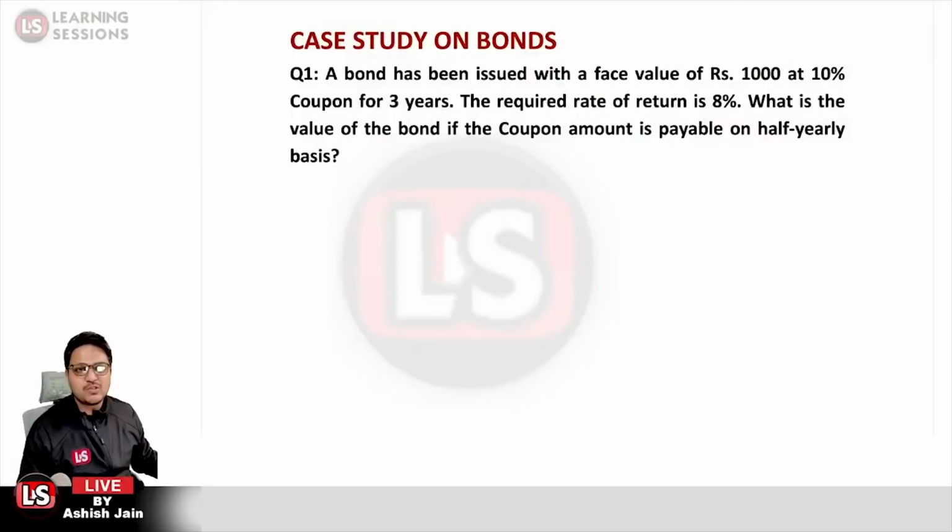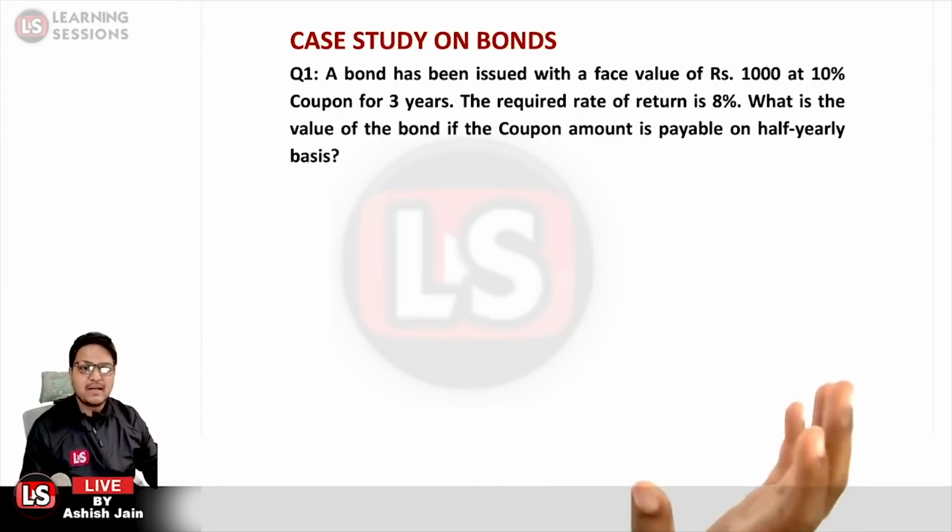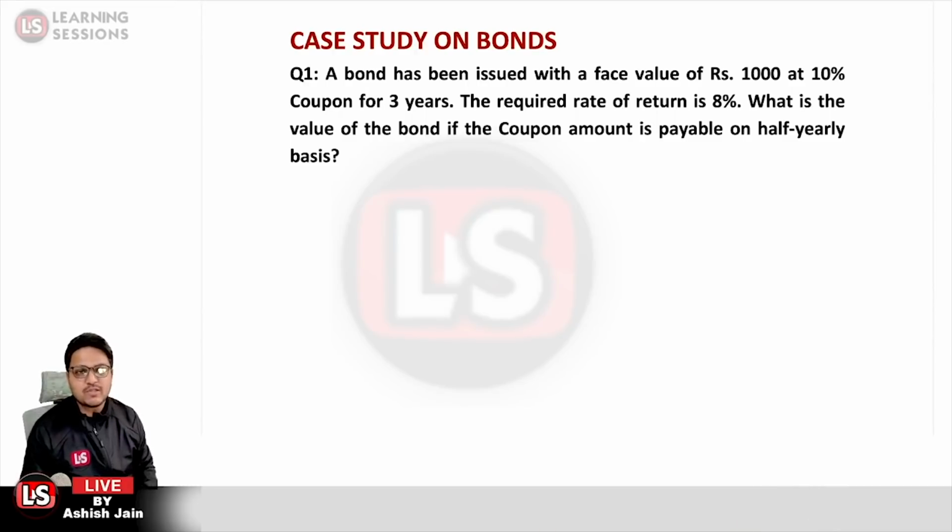So it says question 1: a bond has been issued with the face value of rupees 1000 at 10% coupon for 3 years. Coupon is the amount that is basically being paid to the investor at regular intervals, that forms an annuity. And further, it is said that the required rate of return is given to be 8%. What is the value of the bond?